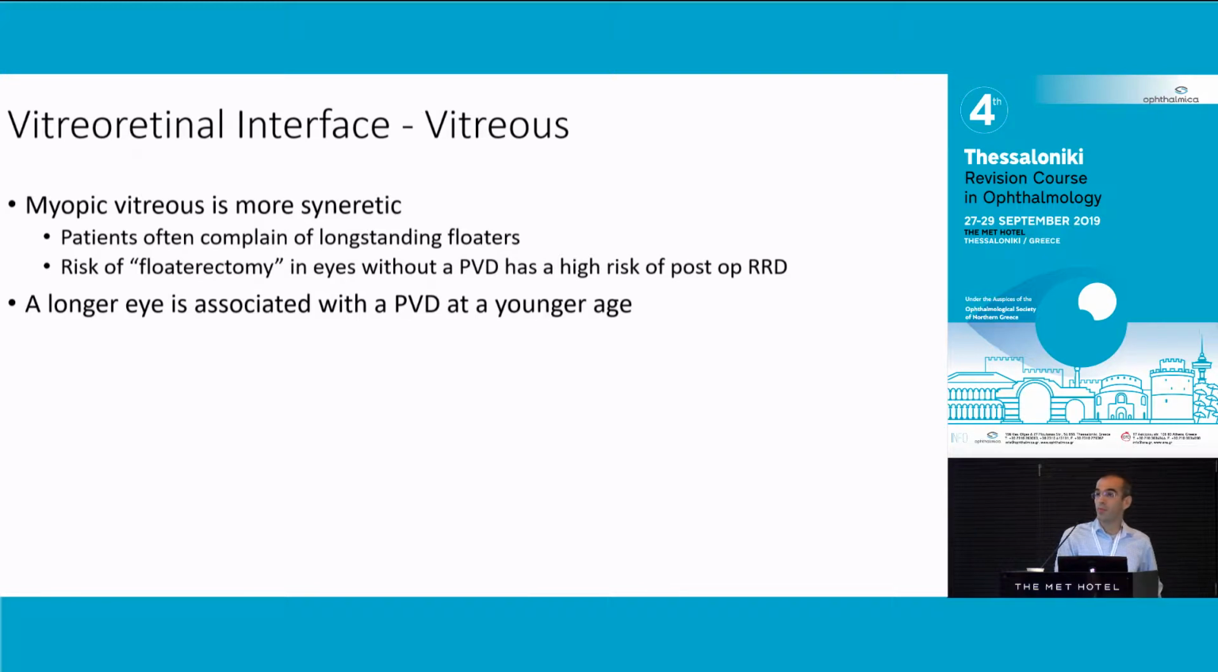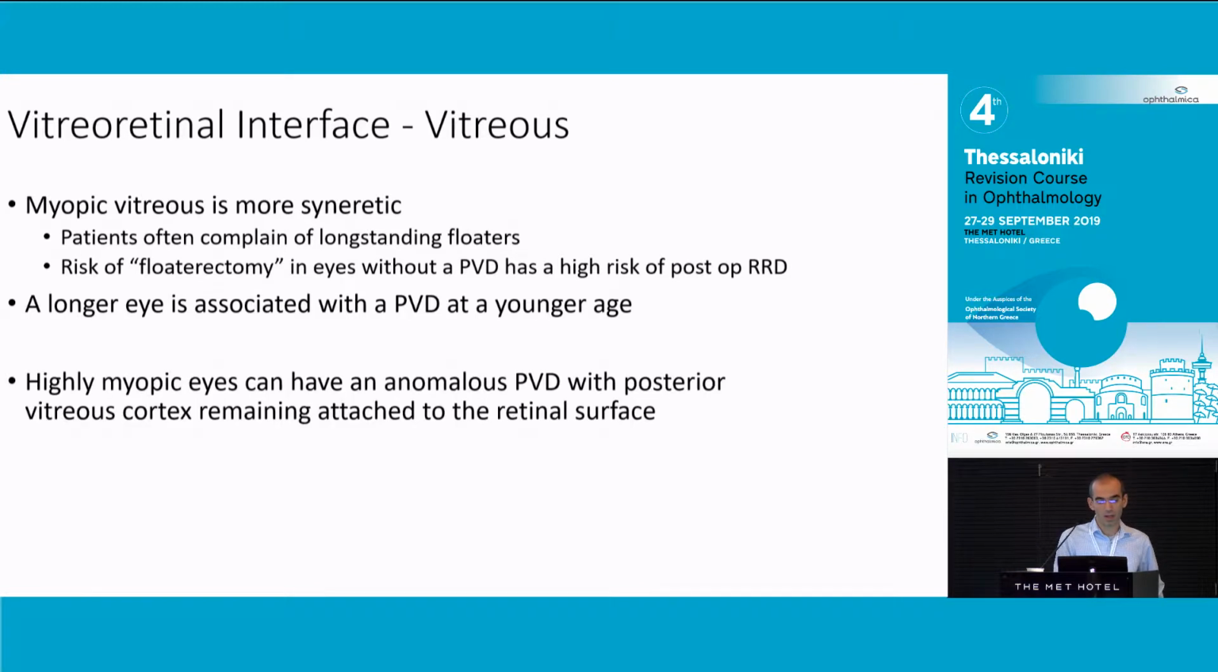Also, eyes which are big get a PVD at a younger age, and sometimes the PVD is anomalous. You could have what looks like a PVD, but it's actually a vitreoschisis, where the cortex separates with the posterior hyaloid membrane still being attached to the posterior pole.